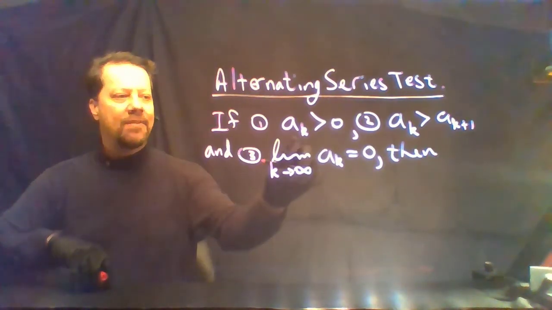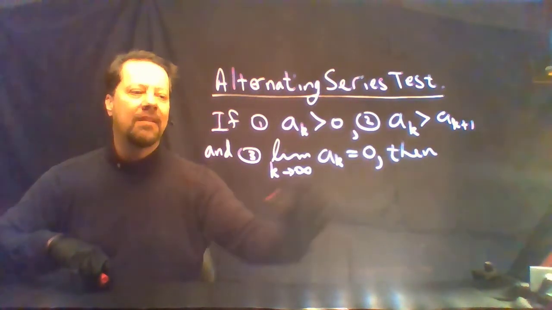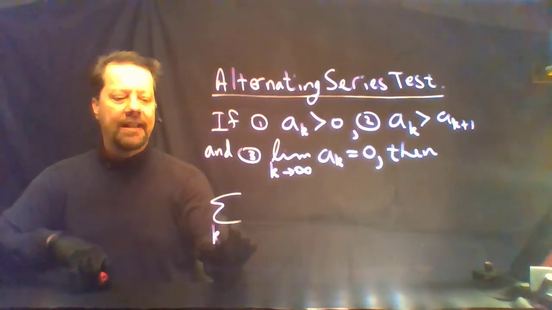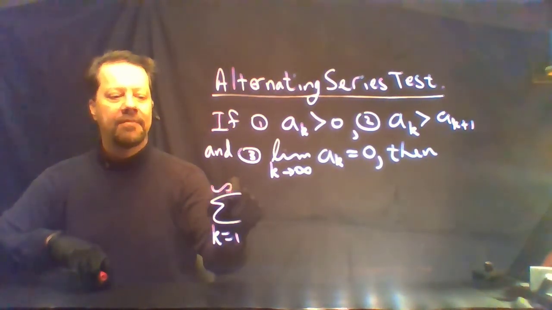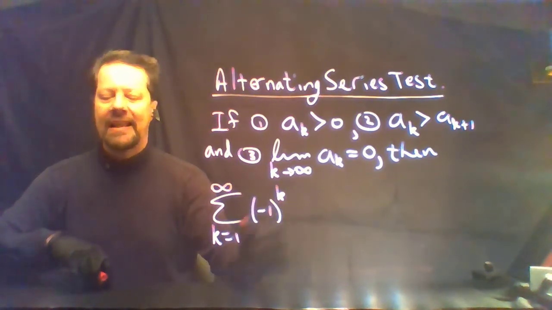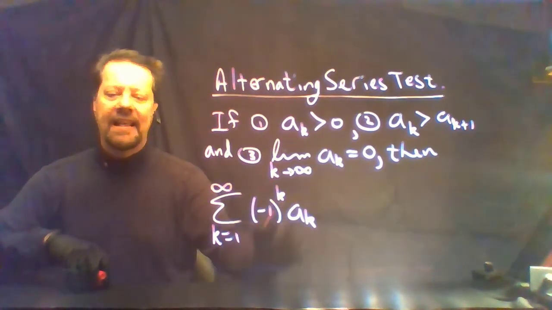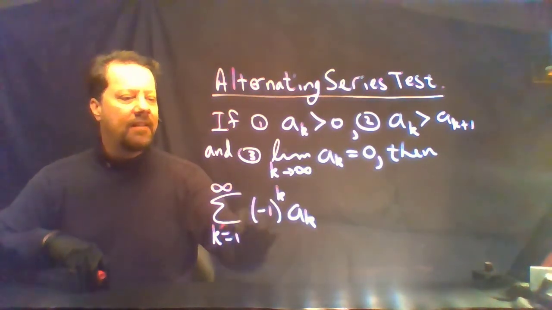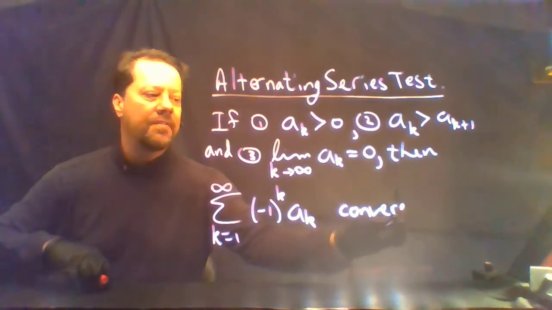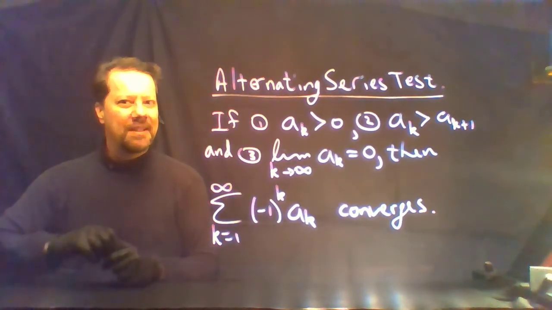If we have a sequence of positive terms here that monotonically decrease to 0, then the alternating series that can be constructed from that, for simplicity, I'm just going to put (-1)^k. This argument also works if I have (-1)^(k+1). Then this thing converges. I want you to think about this.